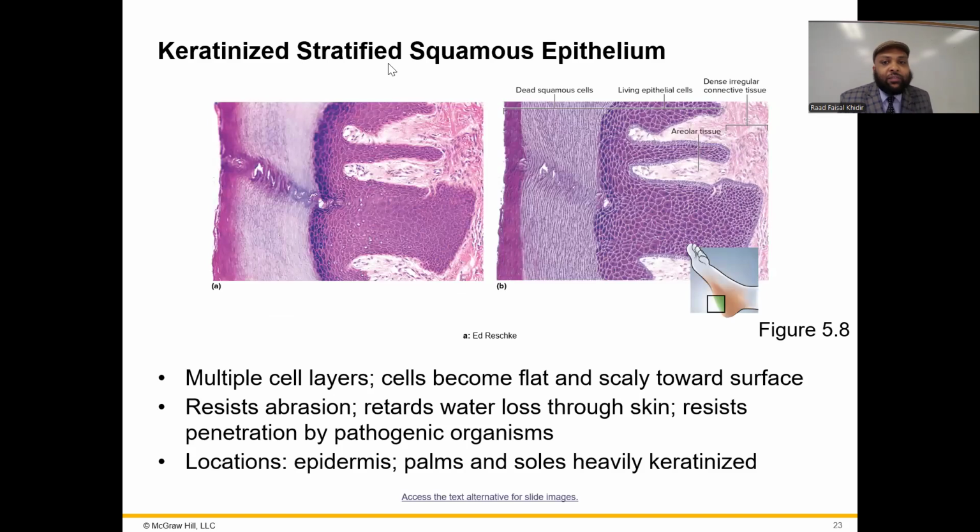Keratinized, stratified squamous epithelium has multiple cell layers, and the cells become flat and scaly toward the surface. They resist abrasion, they retard water loss through the skin, and they resist penetration by pathogenic organisms. The locations are the epidermis, the palms, and soles, and the soles are heavily keratinized.